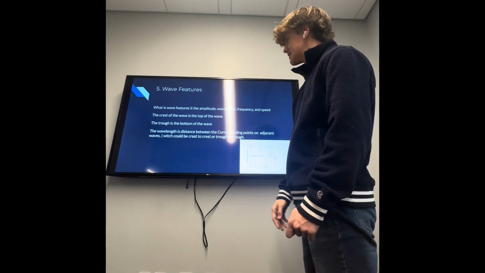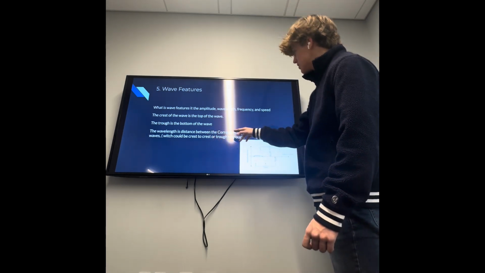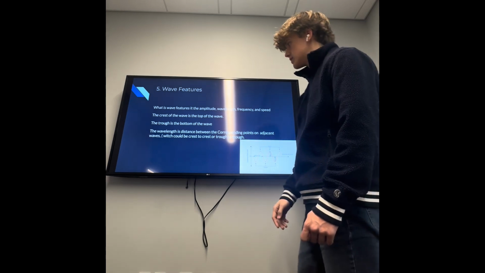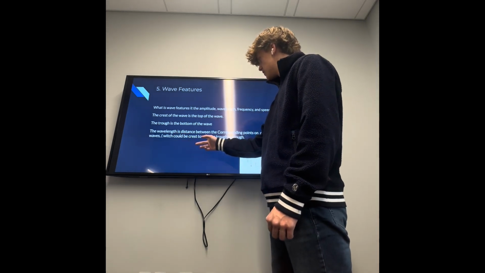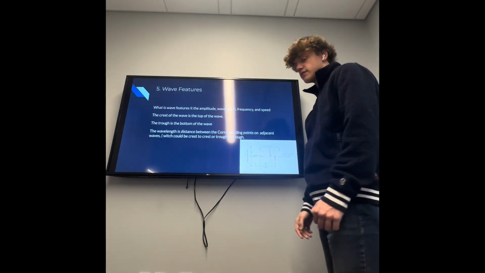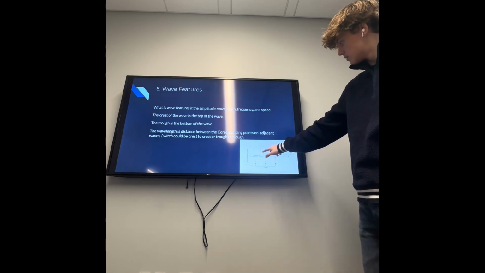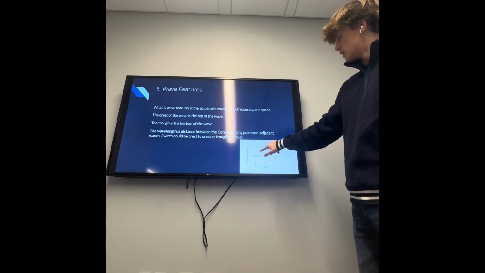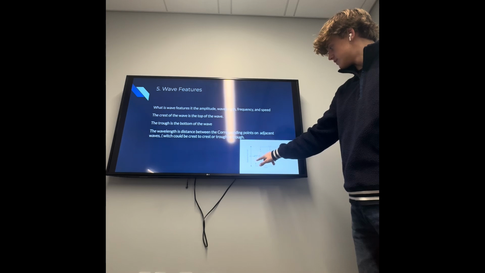The wavelength is the distance between corresponding points on adjacent waves, which could be the crest to the crest or the trough to the trough. Like right here, these are the crests and these are the troughs.